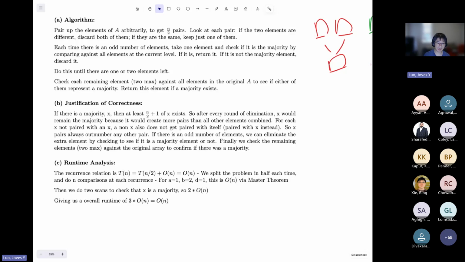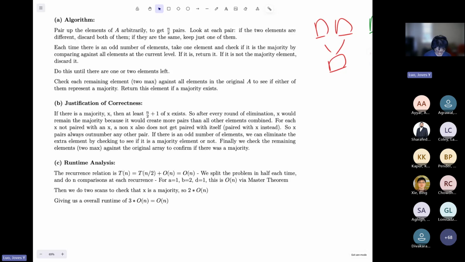For each x not paired with an x, so this part's really hard, but you should understand. For each x not paired with an x, a non-x also does not get paired with itself, paired with x instead. So the eliminations are equal, and so it's okay. So x pairs always outnumber any other pair. If there is an odd number of elements, we can eliminate the extra element by checking to see if it is a majority element or not. We can tell right then and there. Finally, we check the remaining elements, 2 max, against the original array to confirm if it was a majority.